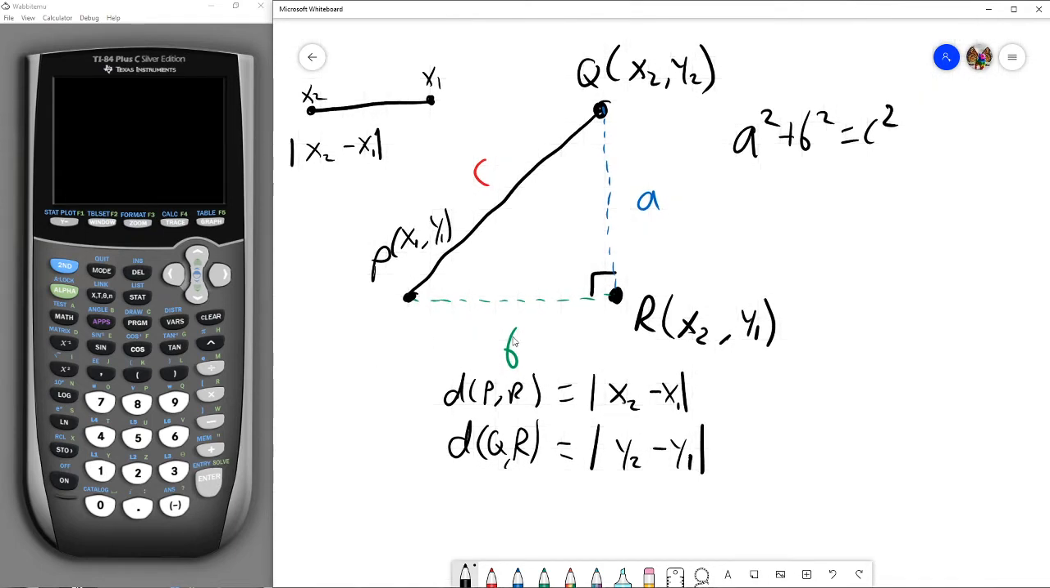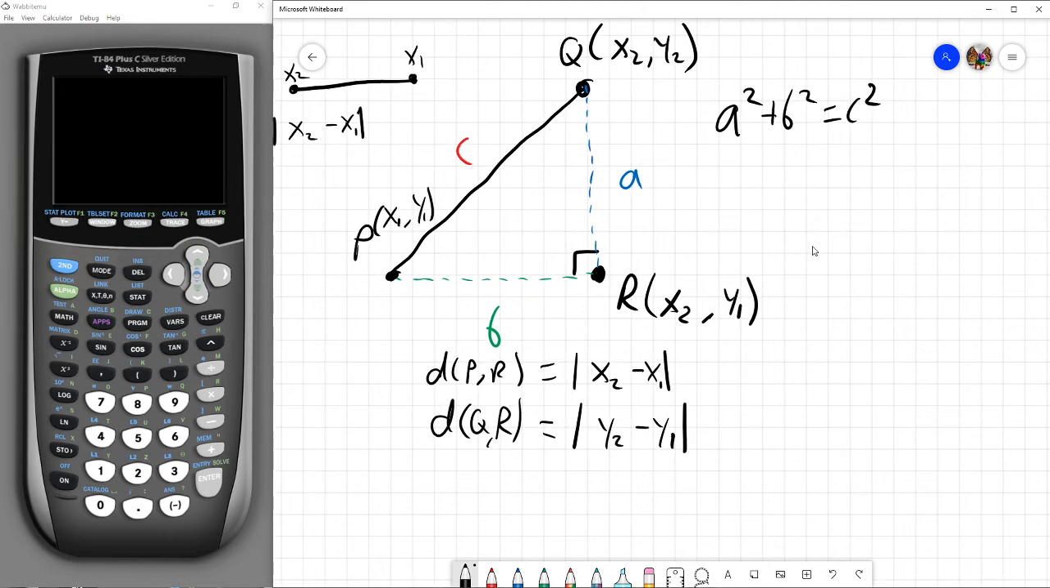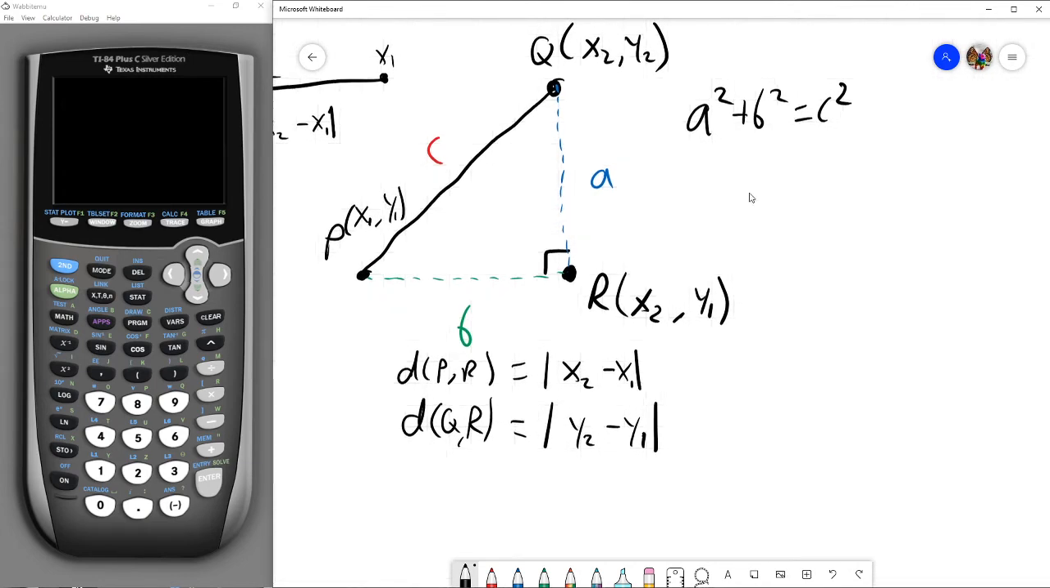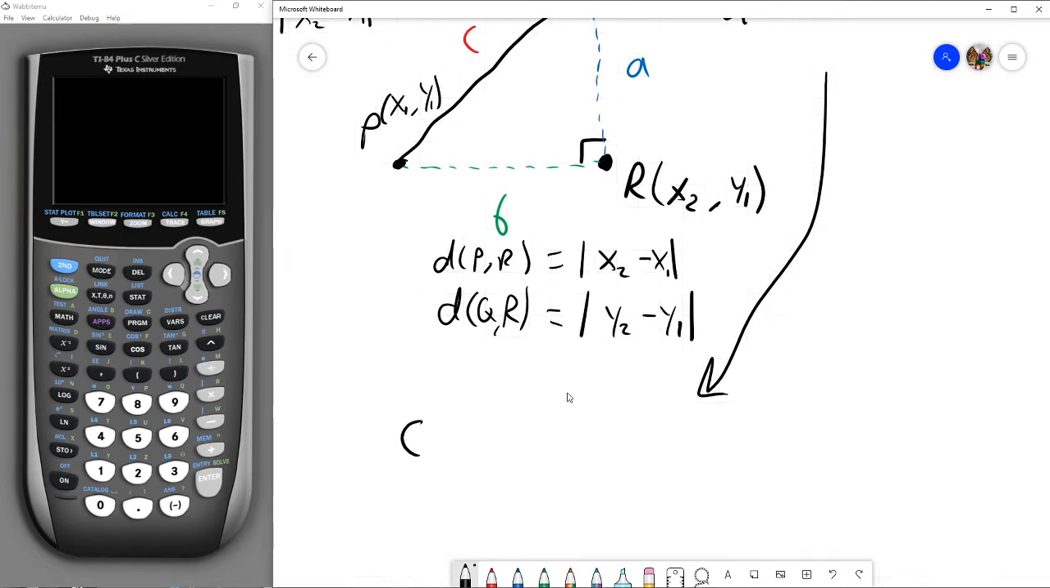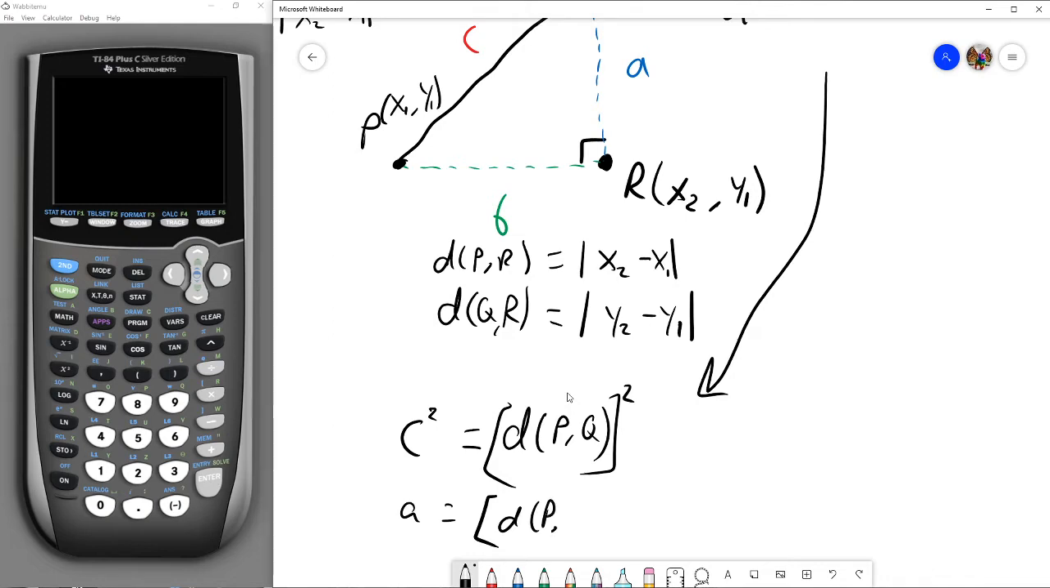Now, we can reinterpret the Pythagorean theorem here, right? Instead of a, b, and c squared, I'm going to rewrite this down here. We could think of our c squared as really our distance from P to Q. That quantity is squared. We could think of our a as the quantity of the distance from P to R.